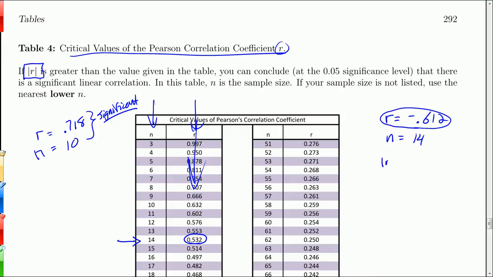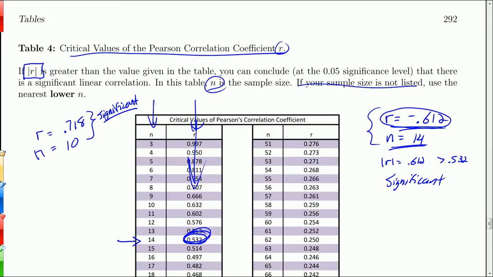So in this case, the absolute value of R is 0.612, and that is in fact greater than 0.532, the critical value down here. So this is a significant linear correlation if you had a sample of size 14 and a correlation coefficient of negative 0.612. Right, so you have to beat the value in the table. If your sample size is not listed, use the nearest lower n. Right, so you use the smaller n, just like with the degrees of freedom.